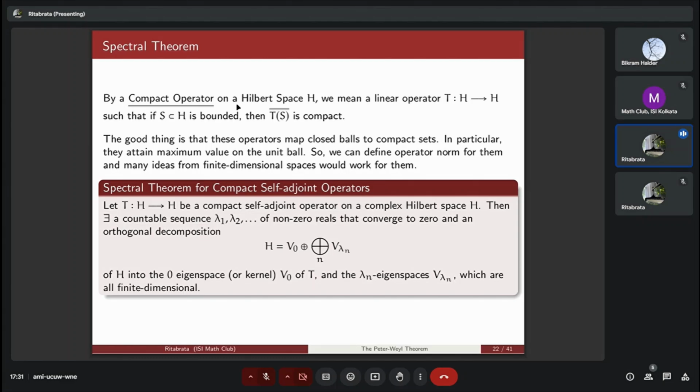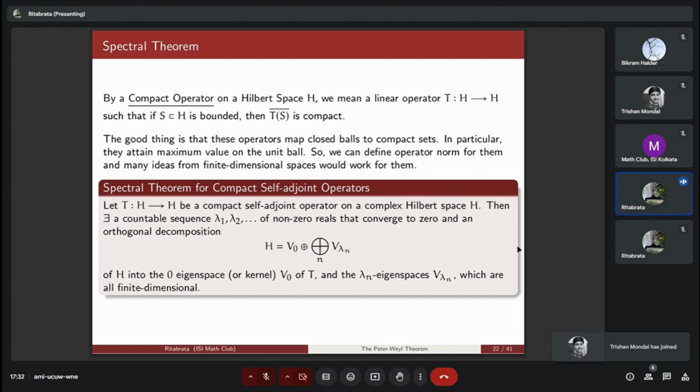The good thing is that the closure of the image of the unit ball under such an operator is compact, and in particular bounded. So basically they attain a maximum value, and we can define an operator norm for these operators. For arbitrary operators on Hilbert spaces, we cannot define an operator norm. But for compact operators, we can, and many nice operator norm properties we can use, and we can prove a lot of results in an analogous way to what we did for finite dimensions.